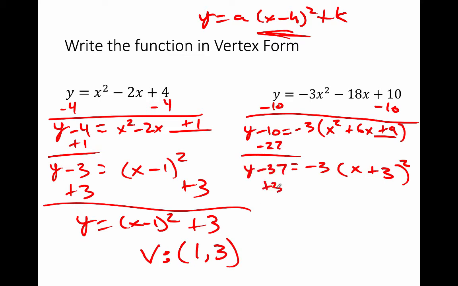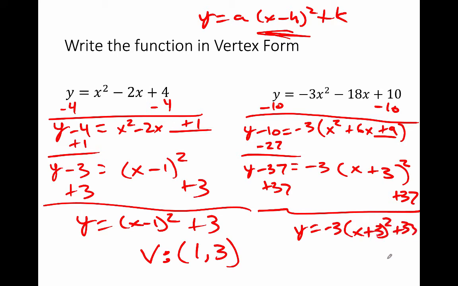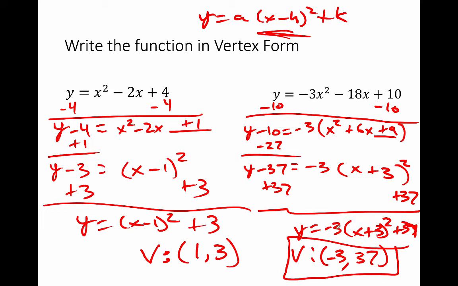And then we bring the 37 back, and we get y equals negative 3 times x plus 3 squared plus 37. And I have a vertex of negative 3, positive 37. And we are opening down, and we are narrower, and we could graph.